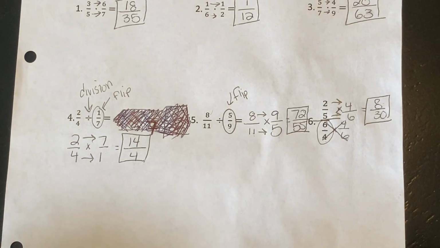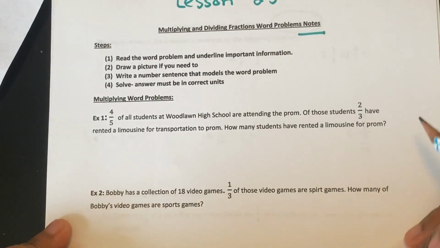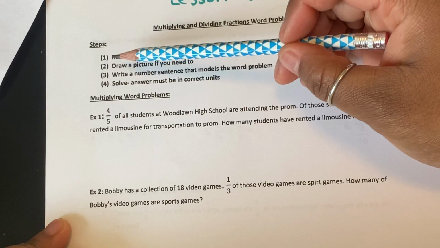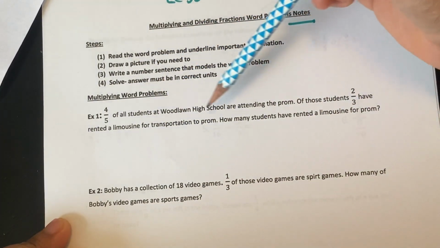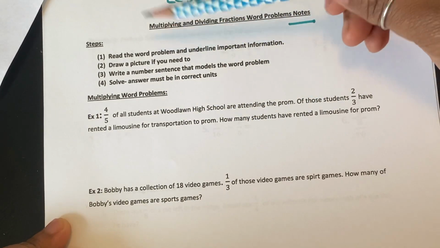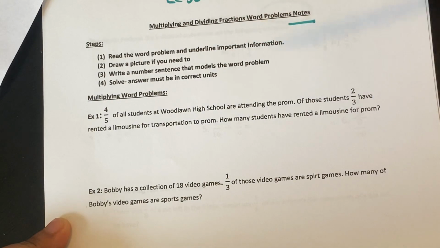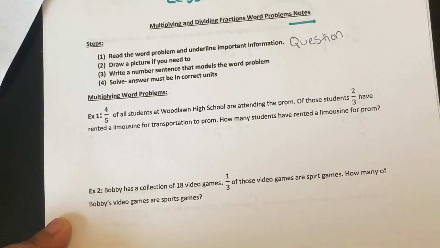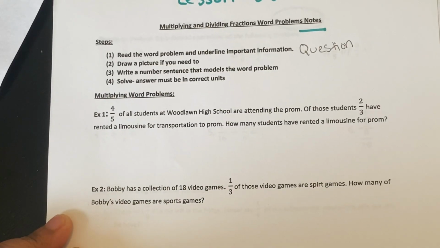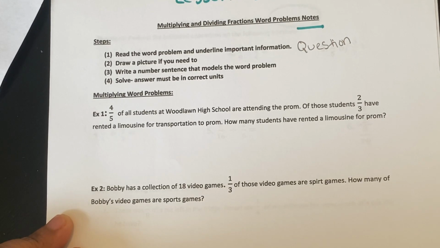Okay, now that we have that squared away, let's talk about multiplying and dividing fractions word problems. So the steps. A word problem or a real world scenario just means it's going to give you a scenario in words, a couple sentences. So the first thing to do is read the word problem and underline important information, especially the question. The question is really, really important. Make sure you're filling out these notes along with me.